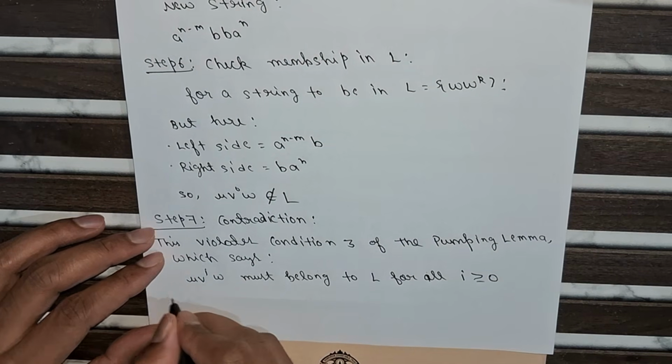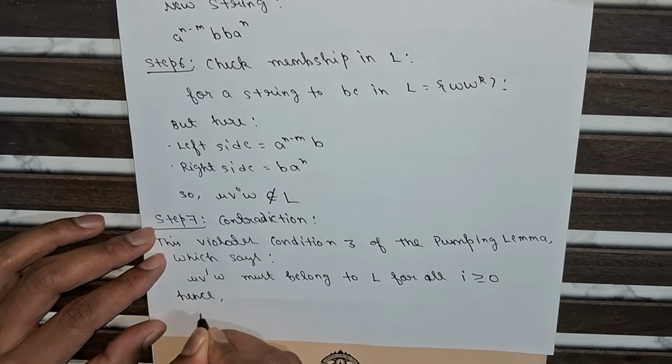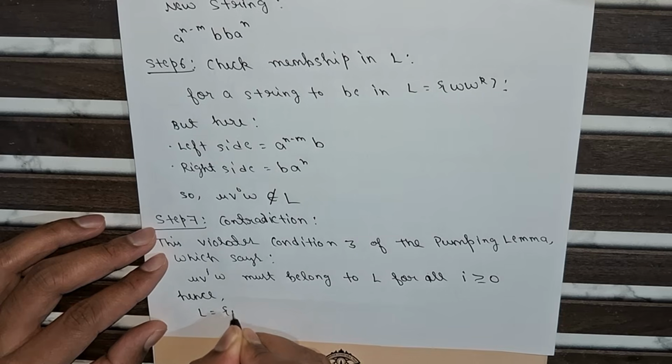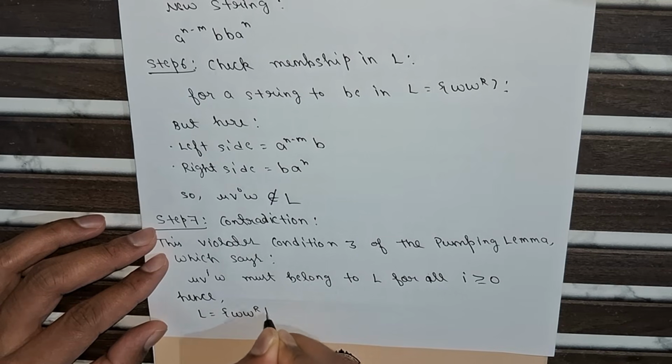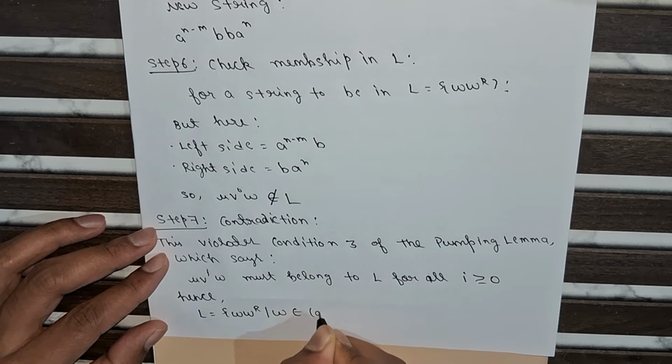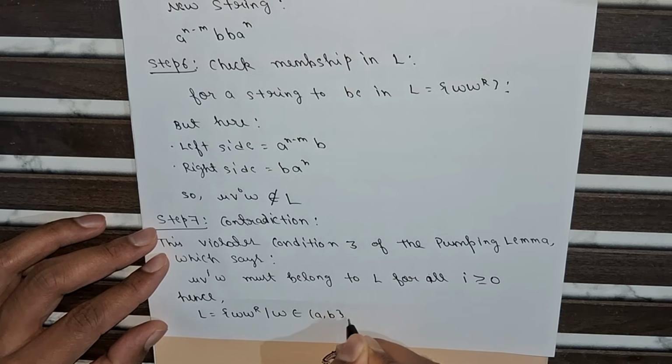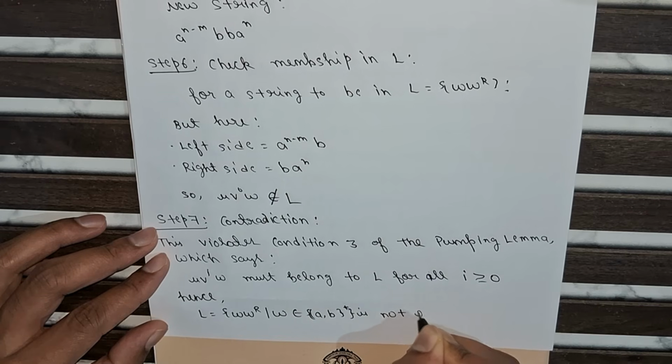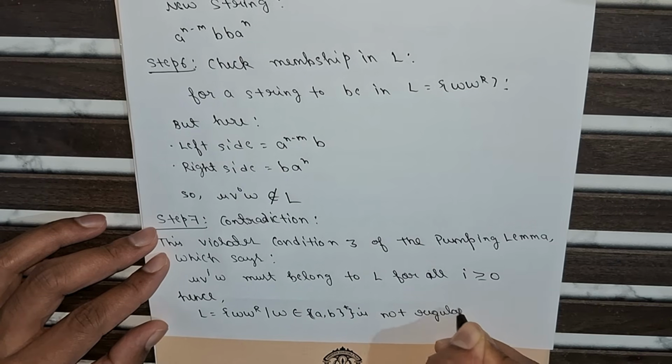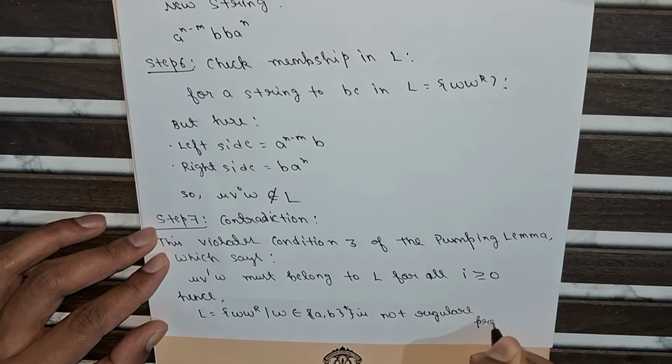So we write, hence L = {w w^R, where w belongs to {a, b}*} is not regular. Hence proved.